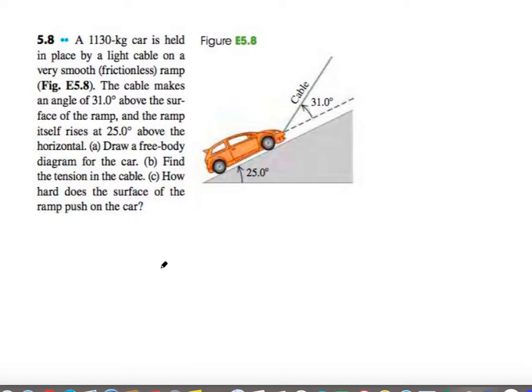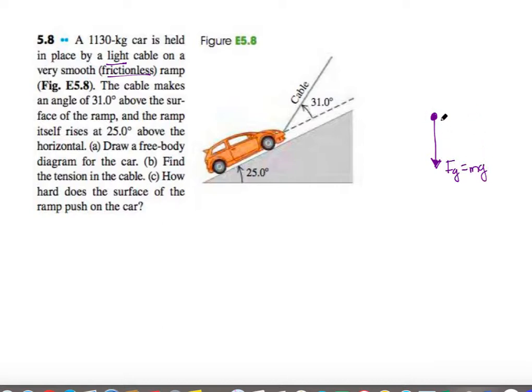Question 5.8 has a car on a ramp that's held by a light cable, so again, no mass, on a smooth, frictionless ramp, so there's no friction. First I'm going to start by drawing a free body diagram. I'm going to draw it over here so that I have plenty of room. Firstly, I have the weight of the car going straight down, and we'll say that this is FG, or we can say it's MG.